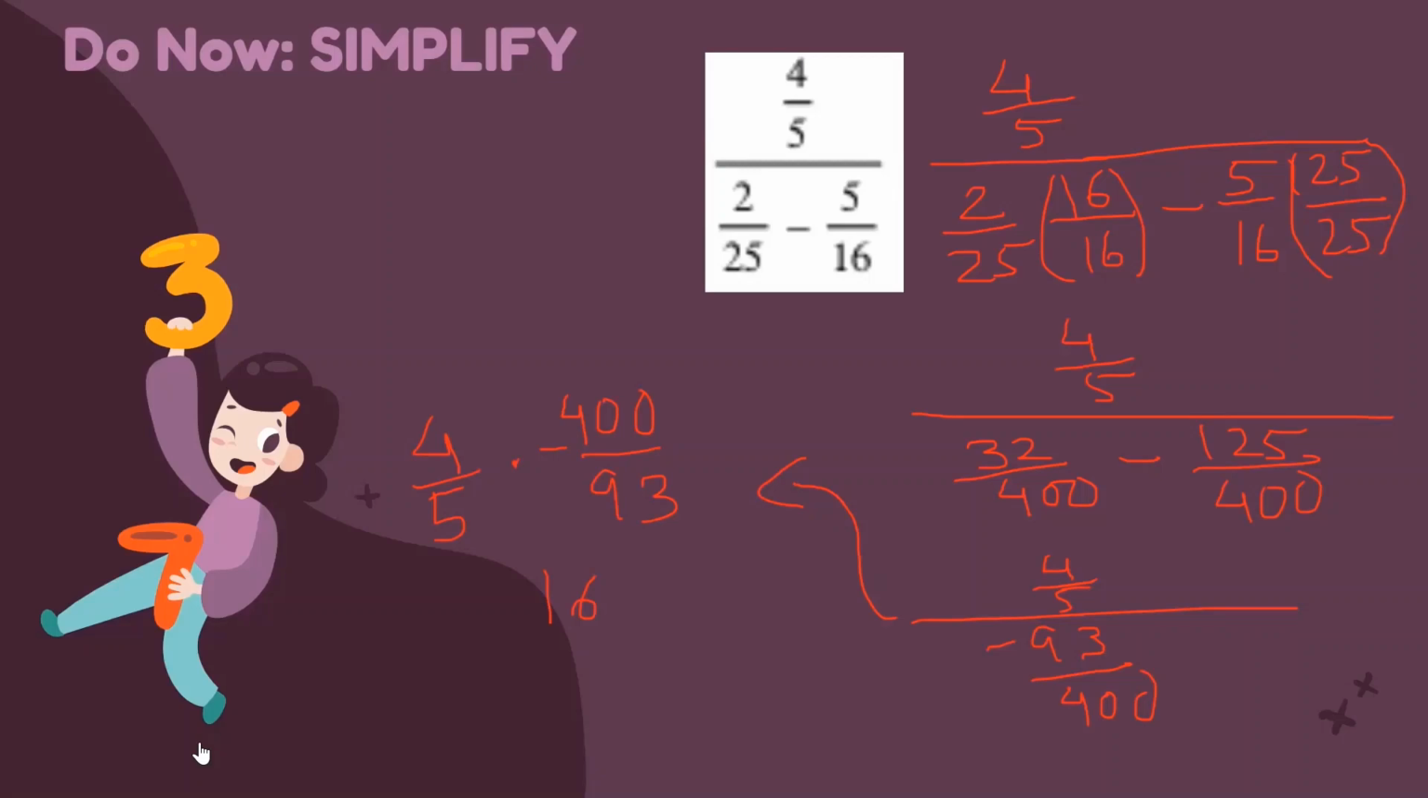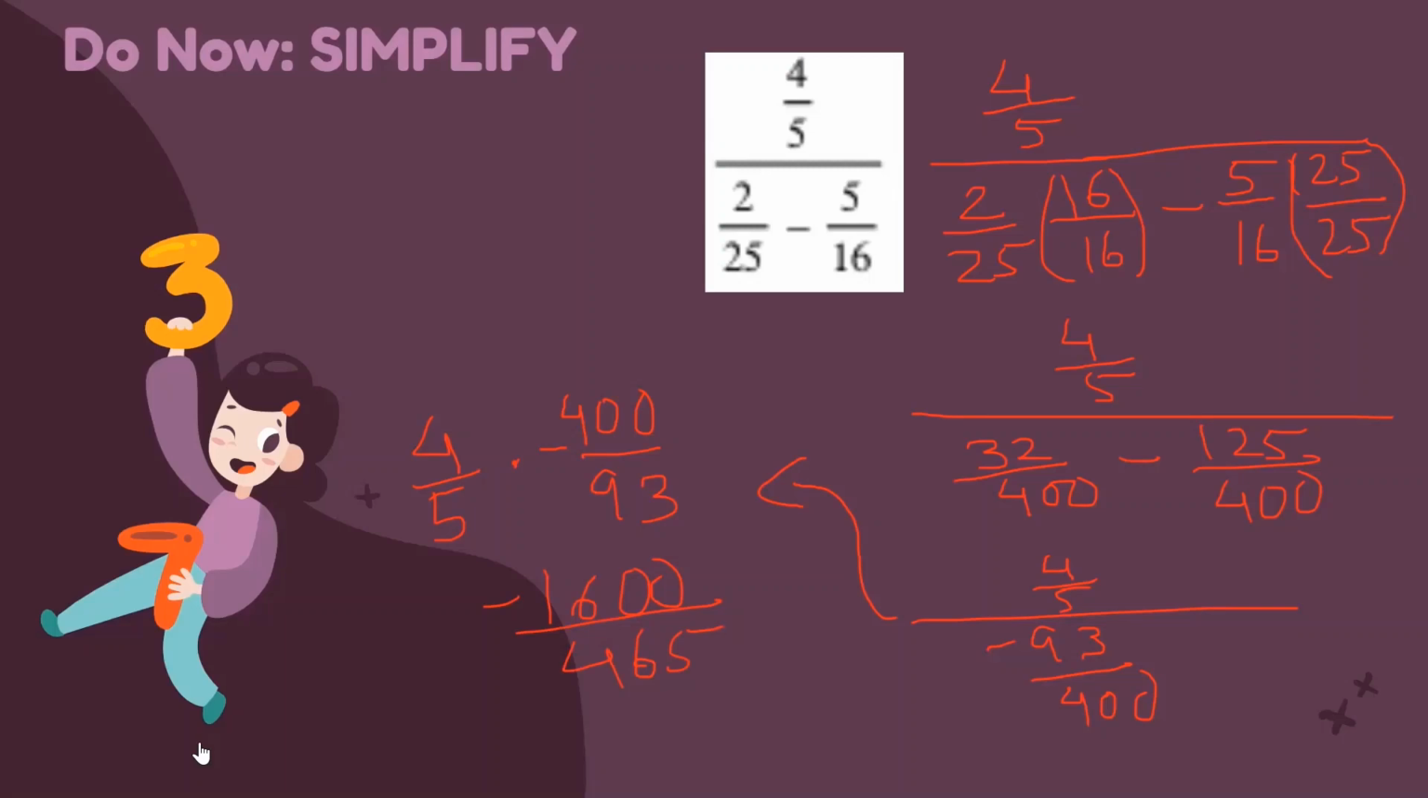So what you said was negative 1600 over 465. So this can actually be simplified. I mean, you can actually simplify it from here.